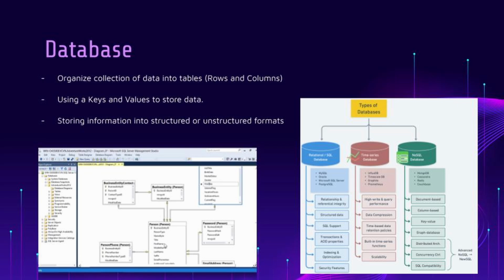Here are some examples of stored formats. JSON is unstructured data, XML is semi-structured data, and SQL is formatted to hold structured data. The example image shown is a SQL database that has linking data tables to retrieve data from each other.